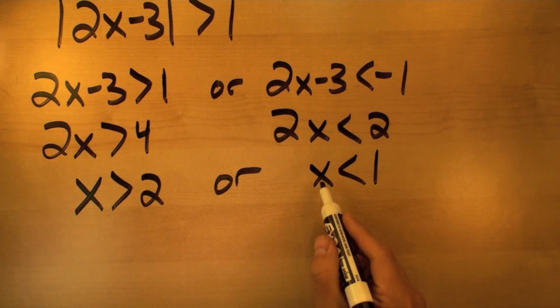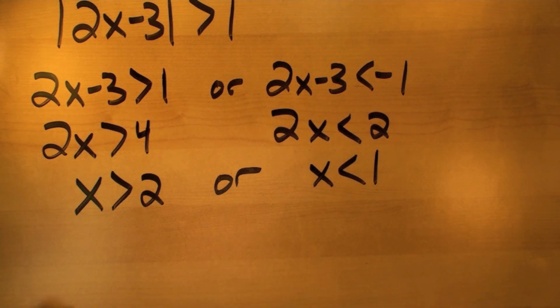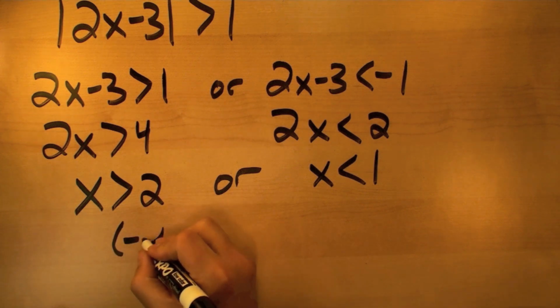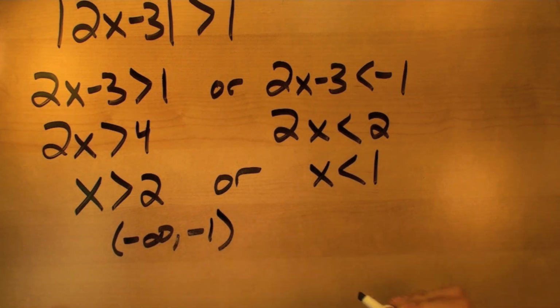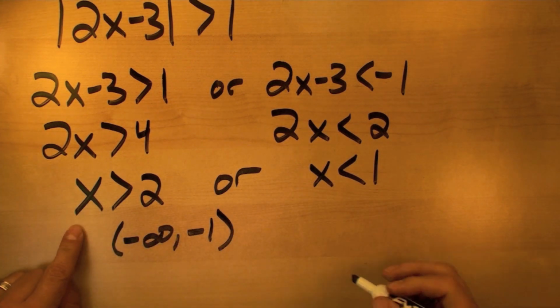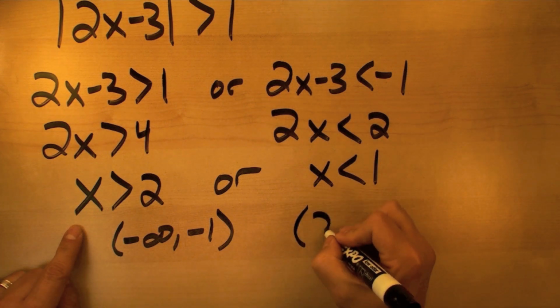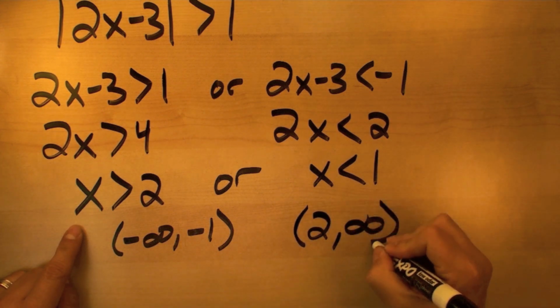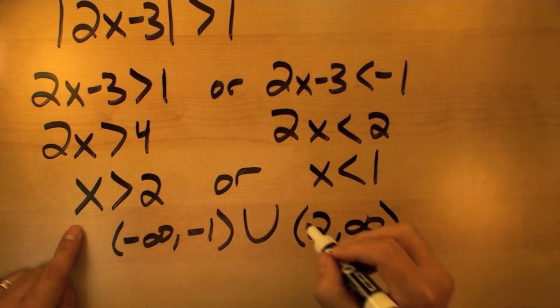So putting those together, if x is less than 1, that's all values smaller than 1 up to but not quite including it. So we would write that as negative infinity up to 1 round bracket. And then x greater than 2 will be starting at just bigger than 2 and up to infinity. And we connect those with a union.